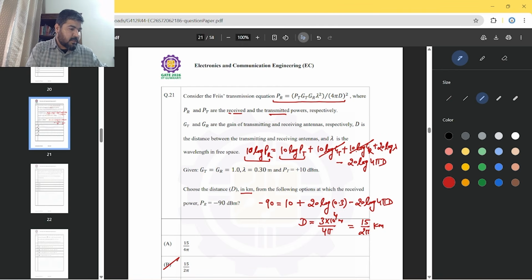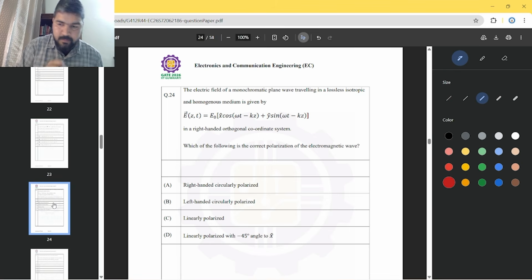And the next question is, let me see the question number. I think question number 24 is the next question. Okay, let's move to the next question. Question number 24. In this question, an electric field is given in a homogeneous medium. It has two components, the X component and the Y component.